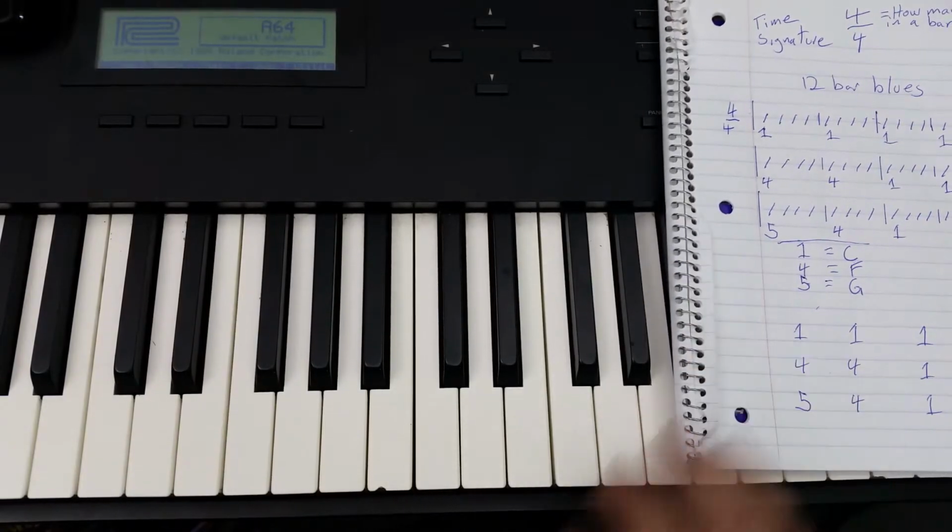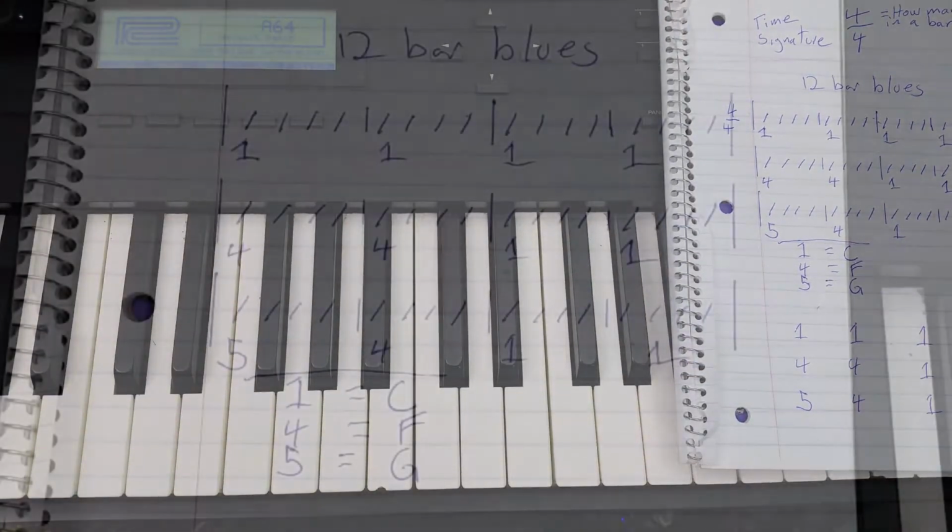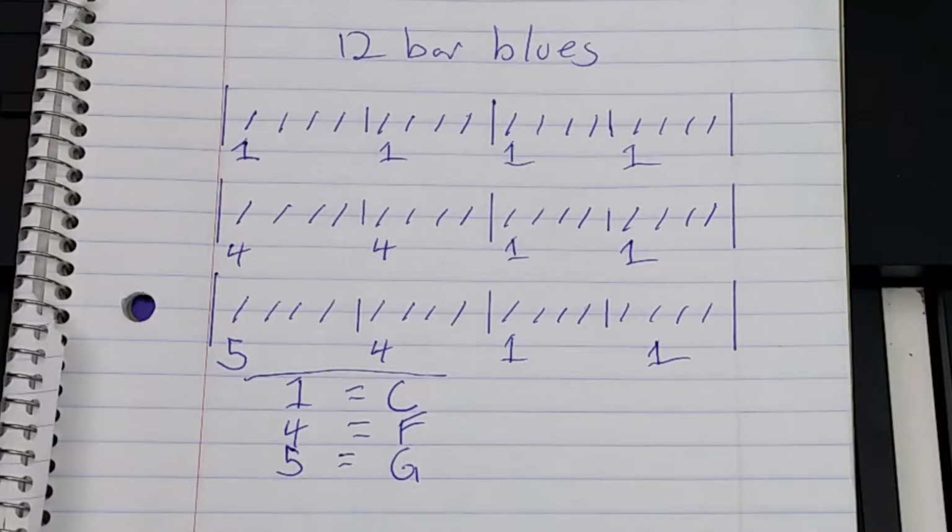Okay, let's play the 12-bar chord changes over and over a couple times. We go 1 chord for 4 bars, 4 chord for 2 bars, 1 chord for 2 bars, 5 chord for a bar, 4 chord for a bar, 1 chord for 2 bars. So we'll play it 2 or 3 times in a row. Here we go.